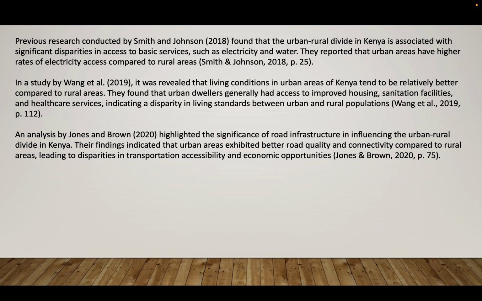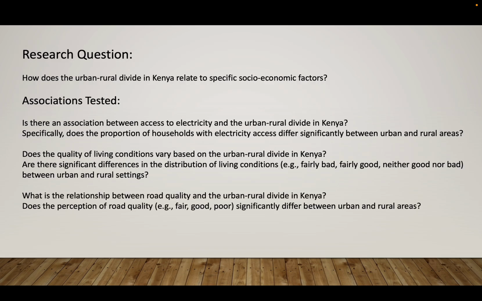Analysis by Jones and Brown 2020 highlighted the significance of road infrastructure in influencing the urban-rural divide in Kenya. Their findings indicated that urban areas exhibited better road quality and connectivity compared to rural areas, leading to disparities in transportation accessibility and economic opportunities.